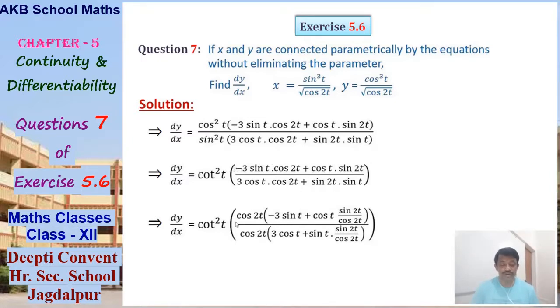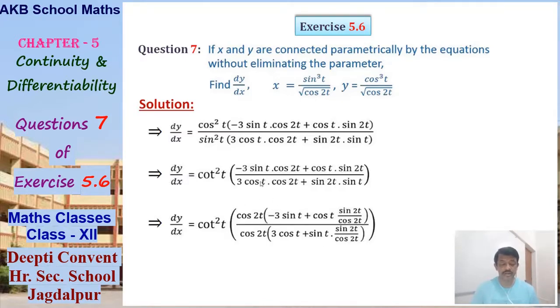In numerator and denominator, take cos 2t common out. That means we can write like this: minus 3 sin t cos 2t common out. So minus 3 sin t plus cos t sin 2t by cos 2t. Clear?